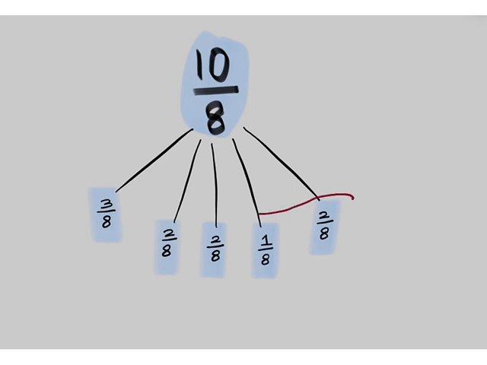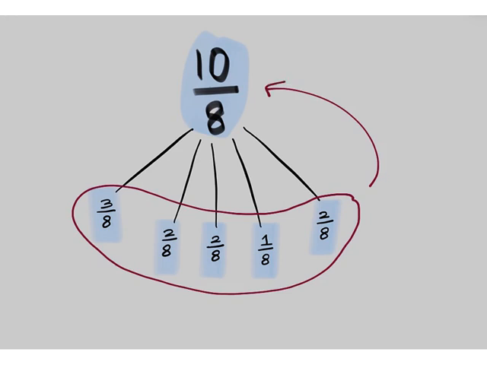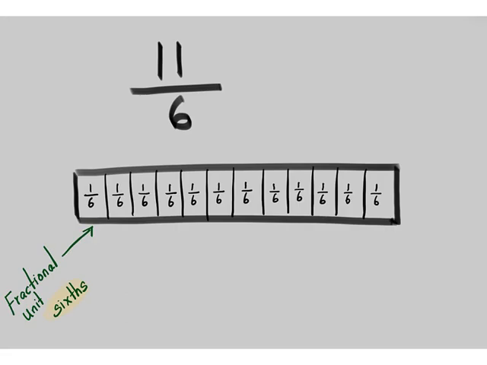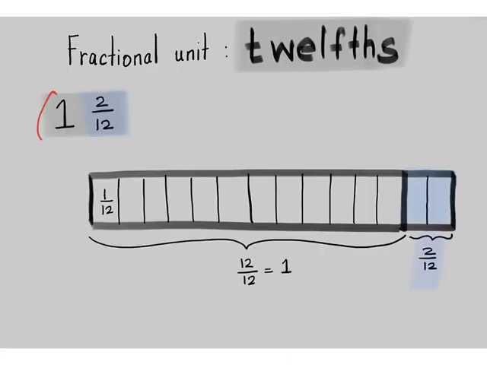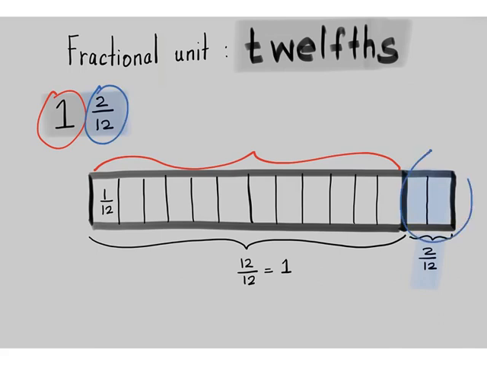A number bond for the fraction 10 by 8. When we add all the parts, we will get the fraction 10 by 8. So this is 11/6. Each unit is 1/6. This fraction is called 11/6. So here the whole is shown here. So this is the whole and this is the fractional part.